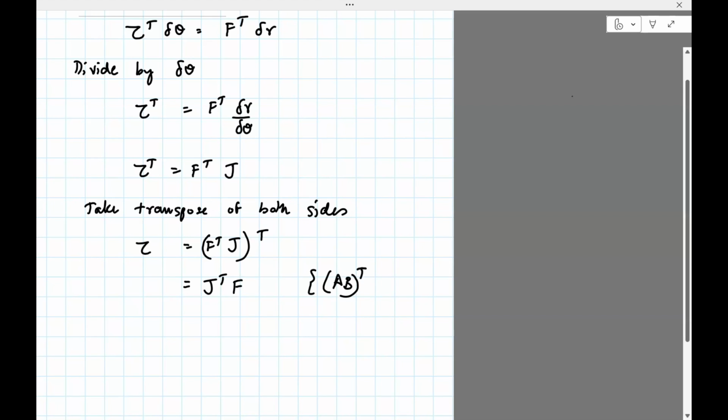The rule is that (AB) transpose is B transpose A transpose. That's a fact, so I'm using that. So I exchange F transpose J, so it's going to be J transpose F. And then when I take the transpose of F, it'll be F. So this is the formula I was after. The torque is J transpose F.